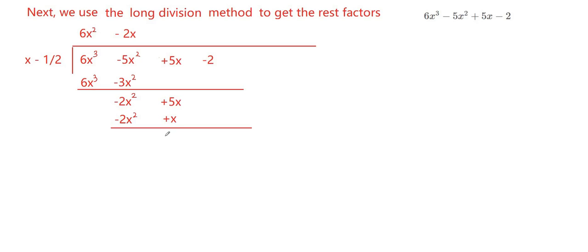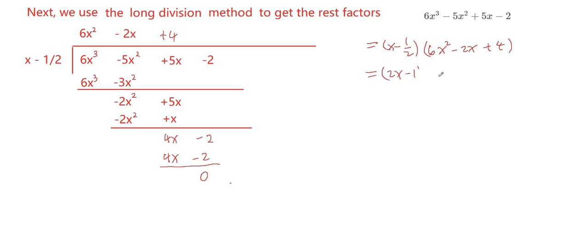And it minus, so that becomes 4x. It comes down, it becomes minus 2. And then we use 4, so it becomes 4x minus 2. And we get 0. So we can write it this way. It is equal to x minus 1 divided by 2 times 6x squared minus 2x plus 4. We put the 2 over here. It becomes 2x minus 1 times 3x squared minus x plus 2.